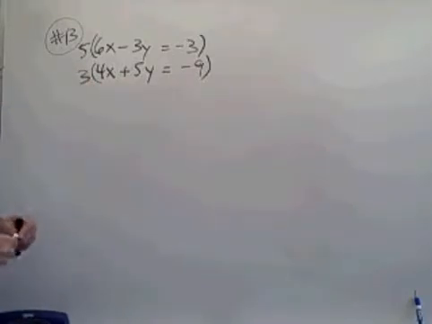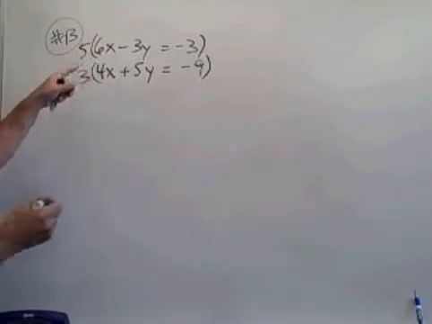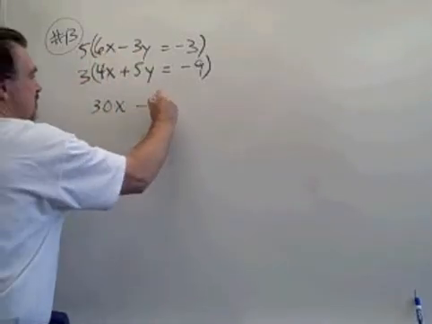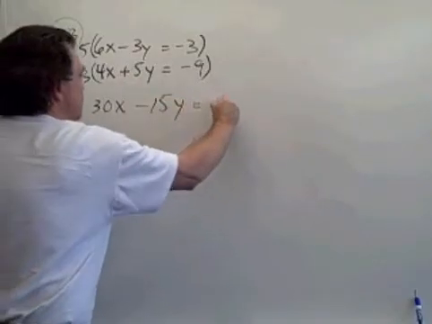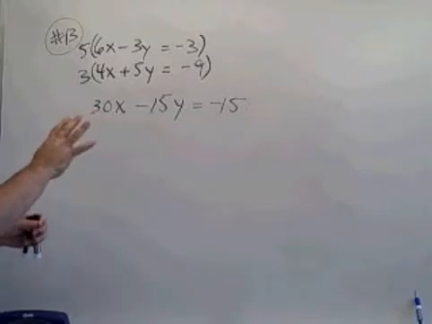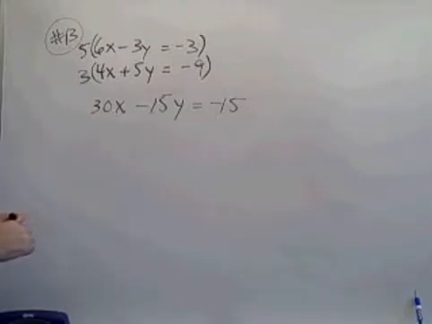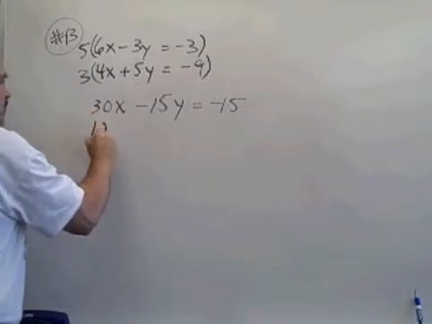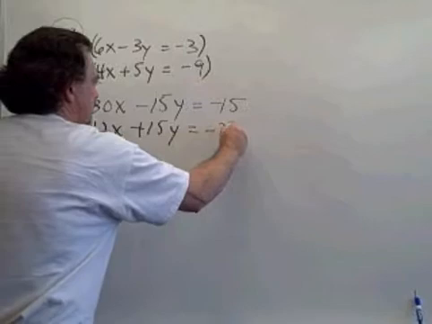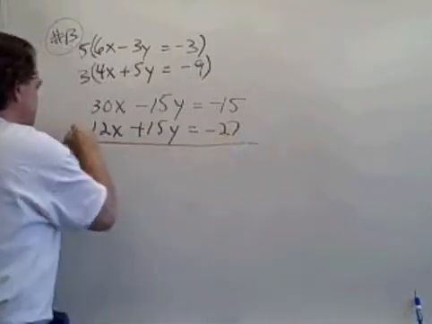So let's perform those multiplications. 5 times 6x is 30x. Minus 15y equals negative 15. Don't forget to multiply the constant by the multiplier you've chosen, as well as the x and y terms. 3 times 4x is 12x, plus 15y equals negative 27.